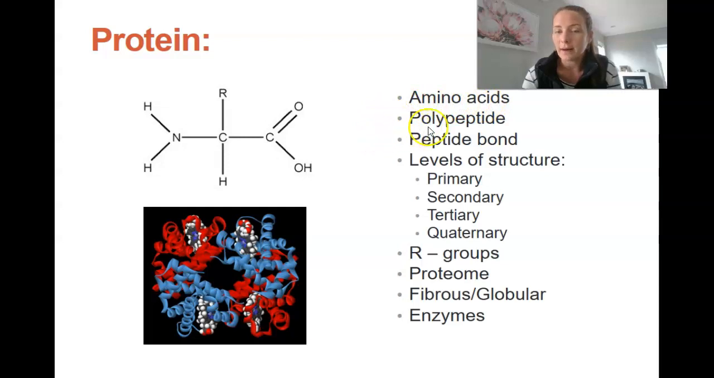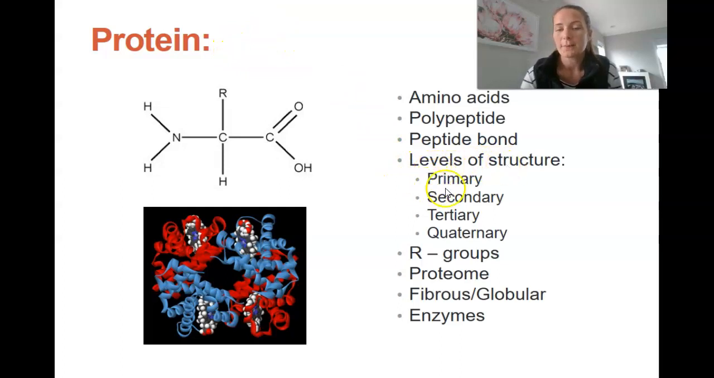Okay, so the monomer is amino acid. The polymer is polypeptide, not protein. So not every polypeptide is a protein. That is a good distinction to make when you're defining these terms. They are held together by a peptide bond, and so all three of these words should be something that you are associating with proteins.